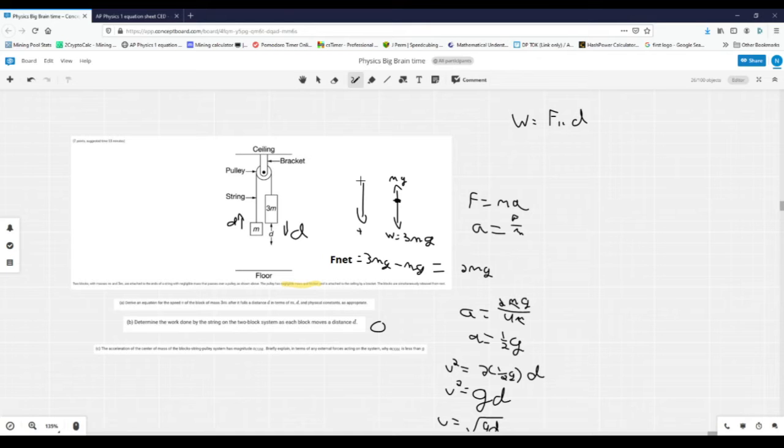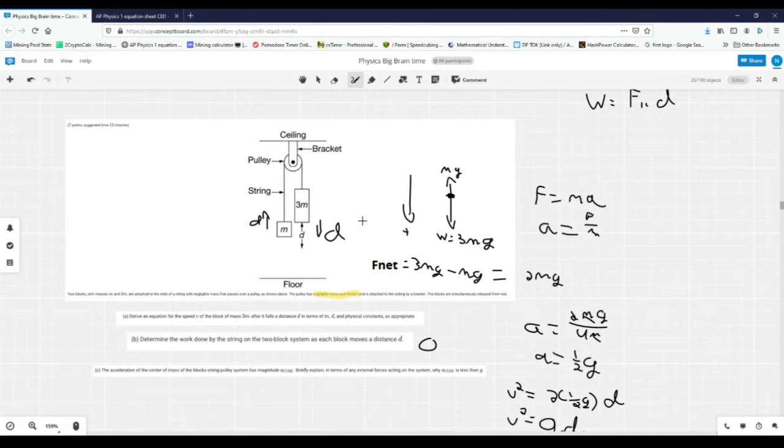Okay. So the last part is the acceleration of the center of mass of the block string pulley has a magnitude a com. I'm confused where com comes from, but all right. Briefly explain in terms of any external forces acting on the system why a com is less than g. Com stands for center of mass, right? Yeah, it does, but I don't think they used that notation when we did it. Also, it's irrelevant. You don't need to say center of mass. You can just say the net acceleration. It doesn't really matter.